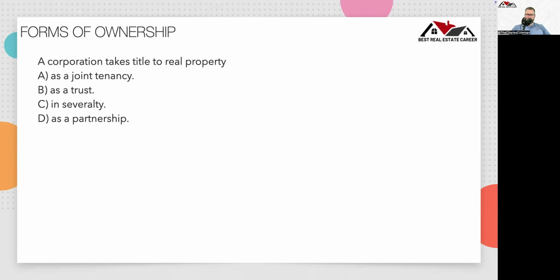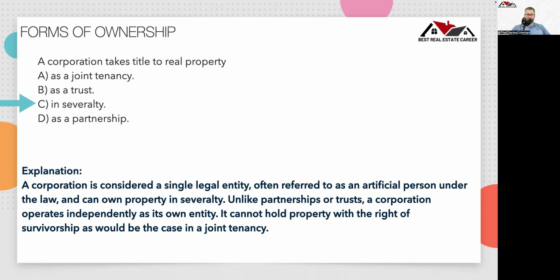A corporation takes title to real property. C. In severalty. A corporation is considered a single legal entity, often referred to as an artificial person under the law, and can own property in severalty.